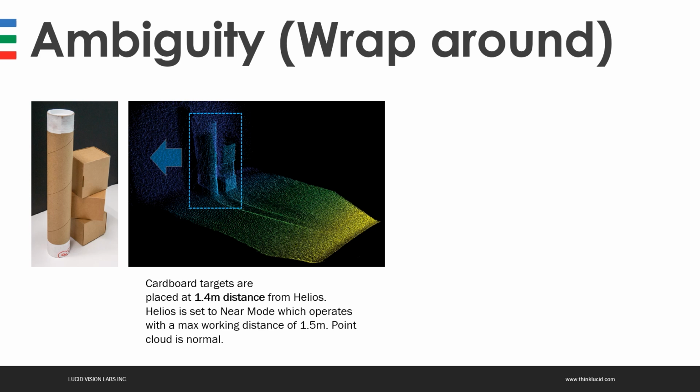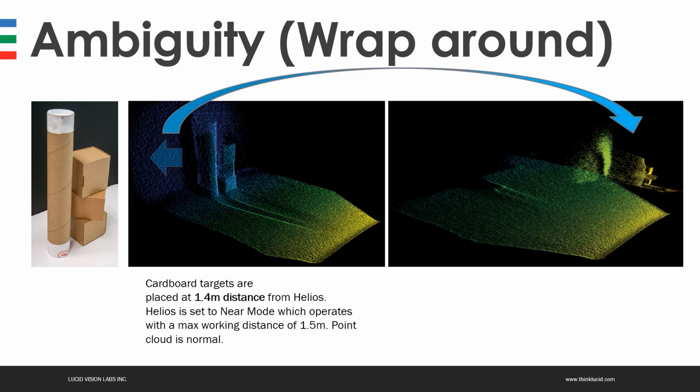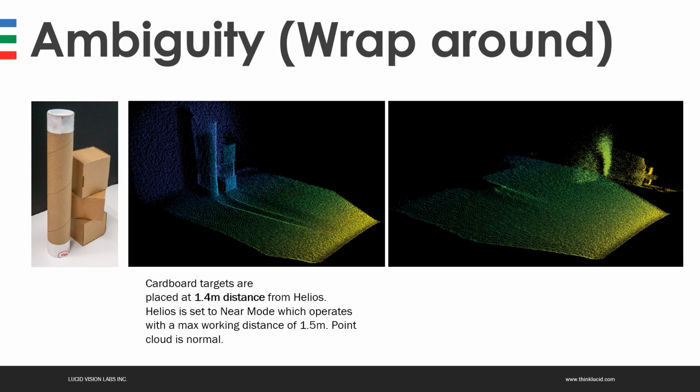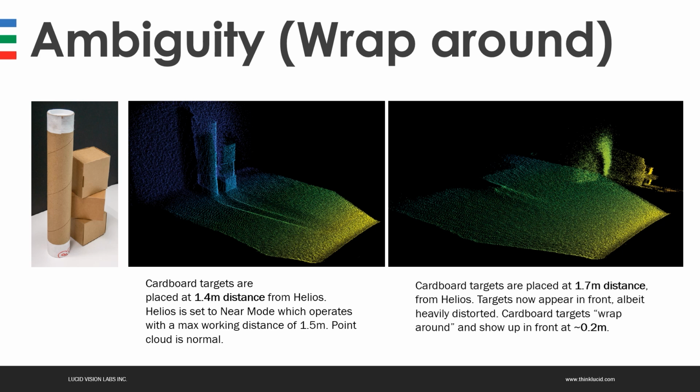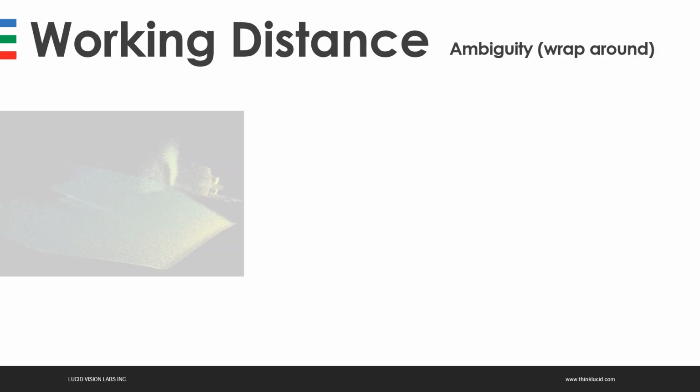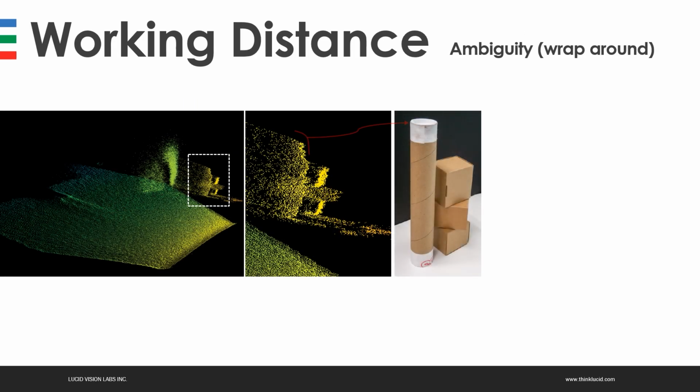What can happen with objects that are just outside the working range but very close to it is that they might wrap around and pop up in front of the scene. In this example, the objects are placed at 1.7 meters but are actually showing up at 0.2 meters at the front of the scene. If we take a closer look, we can see how the wrapped around objects are showing up. How to deal with this?